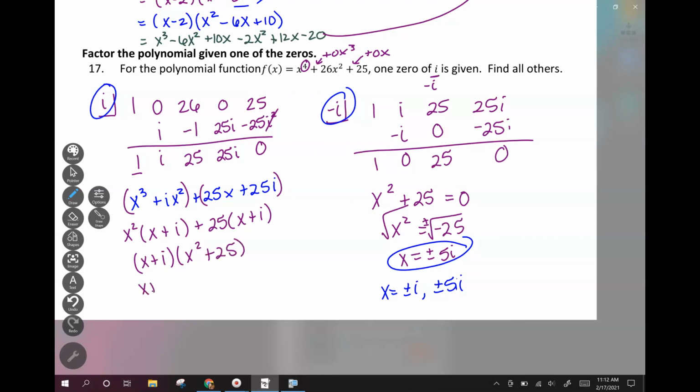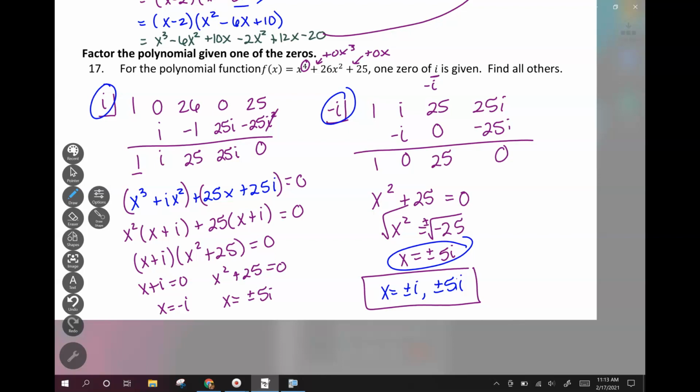I would set each of those equal to 0 because that's what we're looking for, right? We're looking for the zeros, which is where the polynomial equals 0. Okay, and then I would get the same two factors, x equals negative i, x equals plus or minus 5i. So either way, either using synthetic division to take out the negative i there, divide by that zero, or by factoring on this one, I could have got my other two zeros. All right, and that is it for part 3.